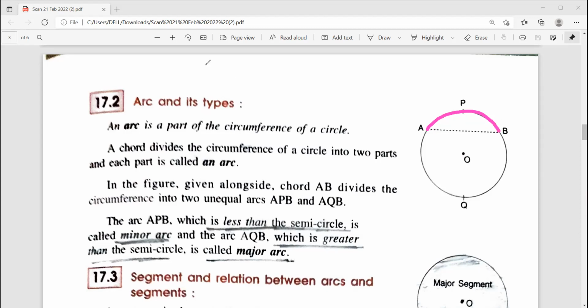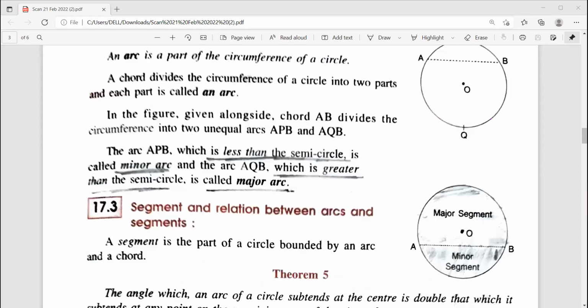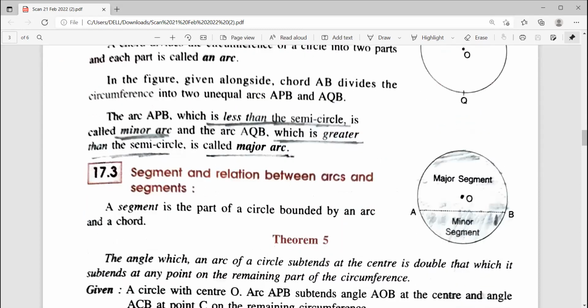But remember, when it comes to the segment, the segment is not only length. Segment is the area. Now here, see, this is the minor arc, and this is the chord. So what do you get? You get a bounded figure, a closed figure. So remember, this is a segment. When you say a segment, it's area. But when you say arc, it is simply the length. I hope you followed it.